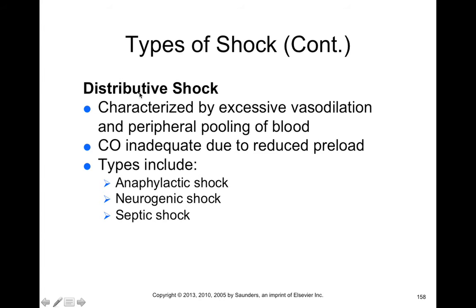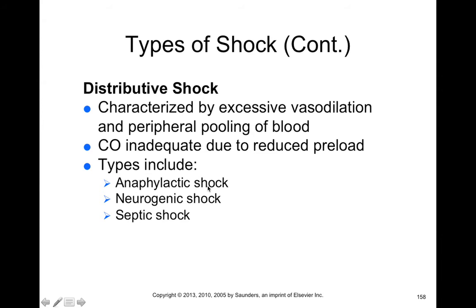Now, distributive shock is characterized where you have excessive vasodilation and peripheral pooling of blood. So distributive shock is where you have maldistribution of blood flow, where you might have blood that pools in a particular organ due to massive vasodilation. So like blood pooling in the skin, rather than being allowed to effectively flow to internal organs. So this is where cardiac output is inadequate due to reduced preload. And so some of the different subtypes of distributive shock could be things like anaphylactic shock, neurogenic, or septic shock.